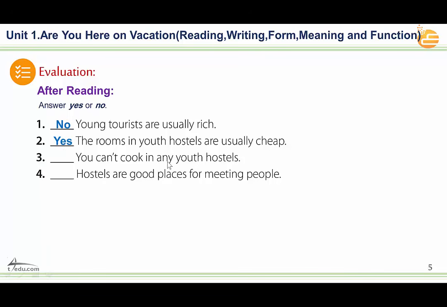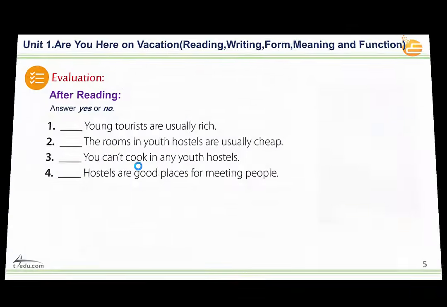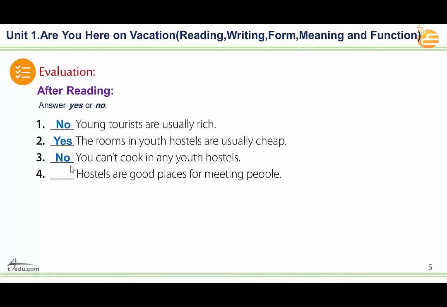Number three, you can't cook in any youth hostels. You can't cook. What do you think? Let's go back. Take a look. Some hostels also offer cooking facilities, such as a kitchen with pots and dishes. Okay, so very nice. Number three is no, because you can cook. This is wrong. You can cook in any youth hostels.